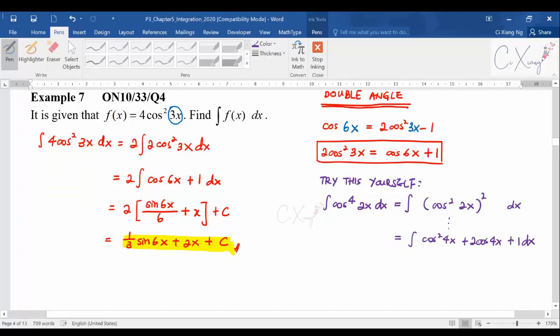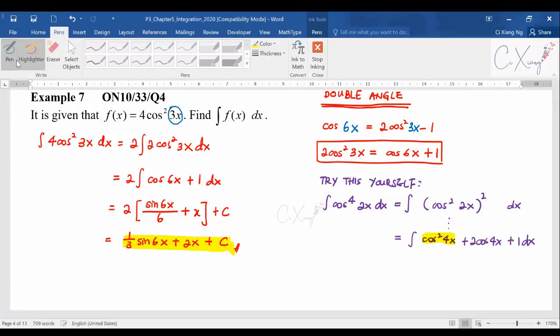All right. So after you get this one, then you cannot do the integration yet because this part you still have cos power 2. Therefore, you have to apply the double angle formula again. You have to adjust the angle again, and apply the double angle formula again here. So this is the second time you apply the double angle formula. This one is the first time. Then this is the second time.